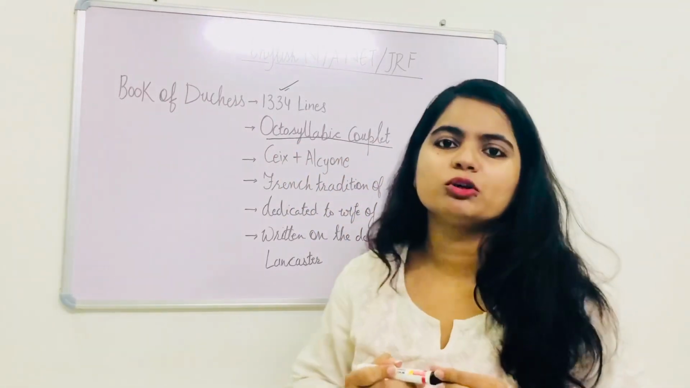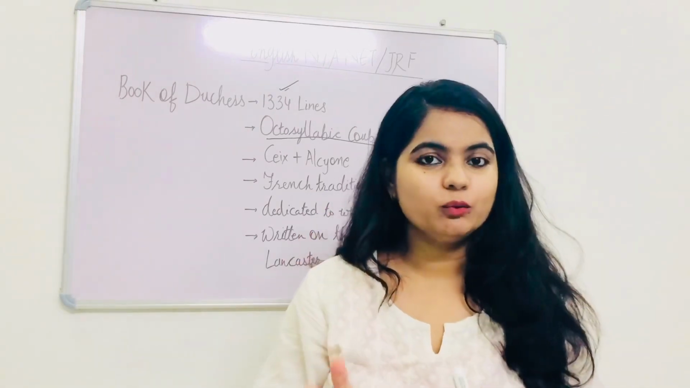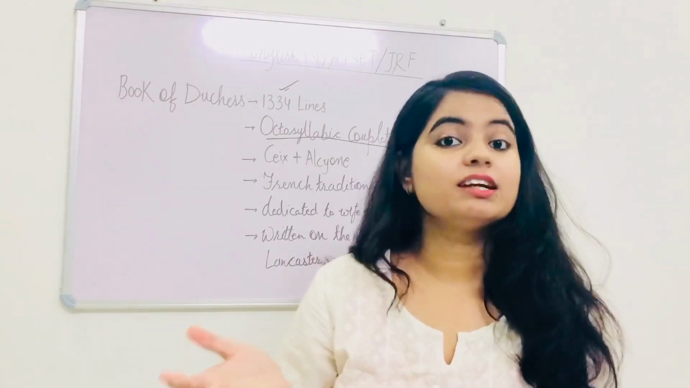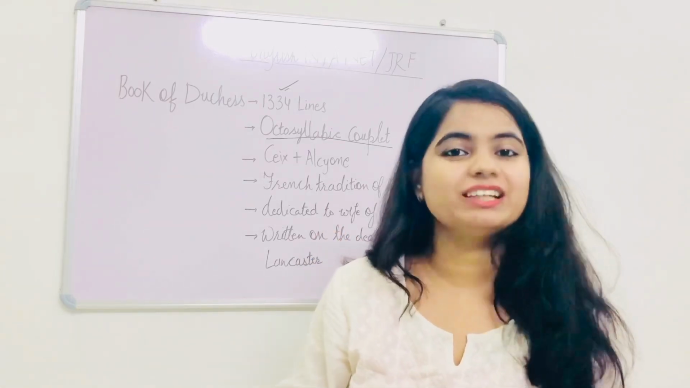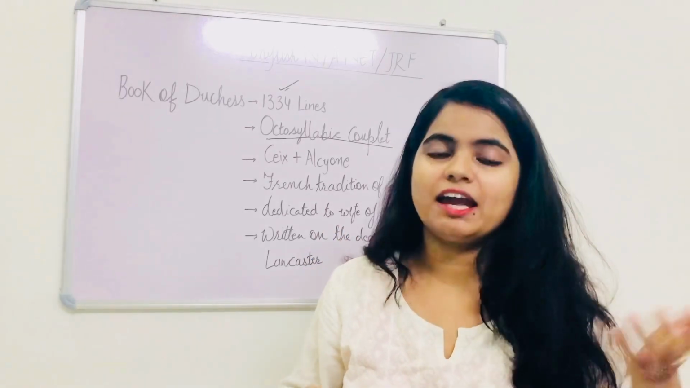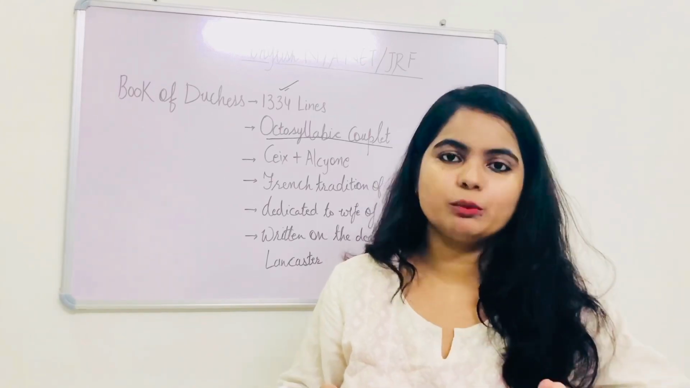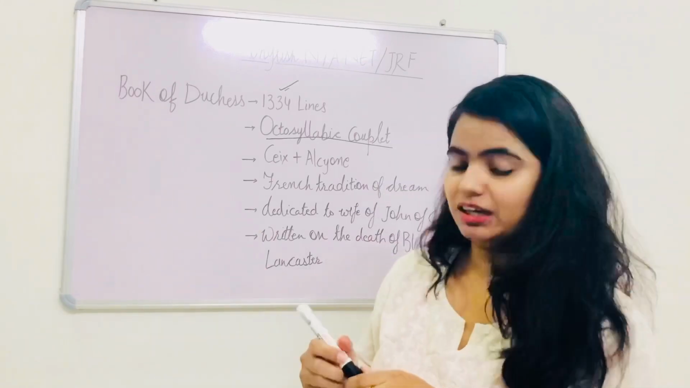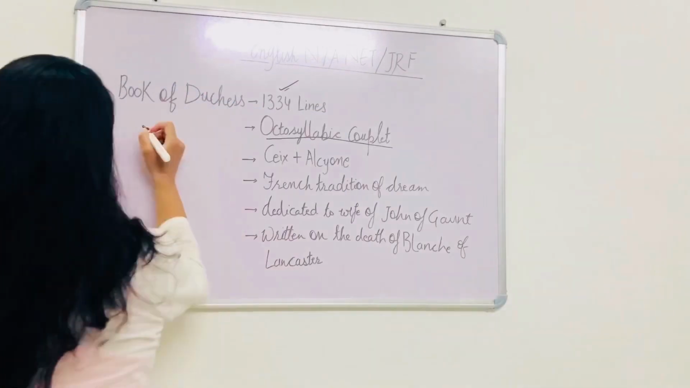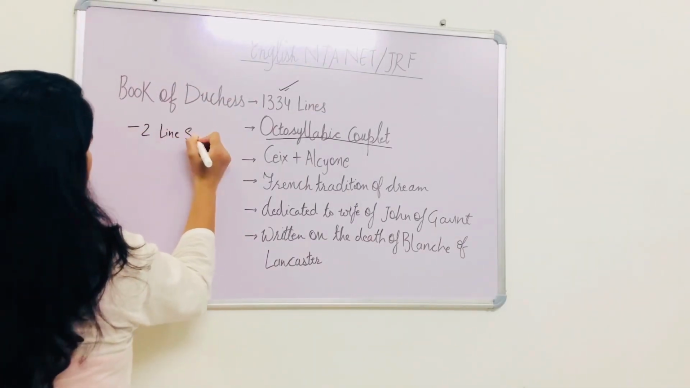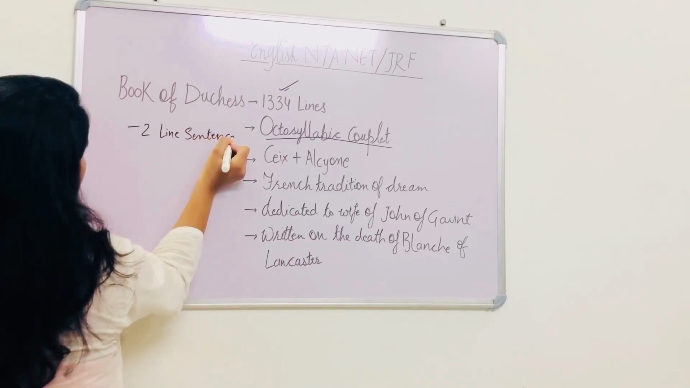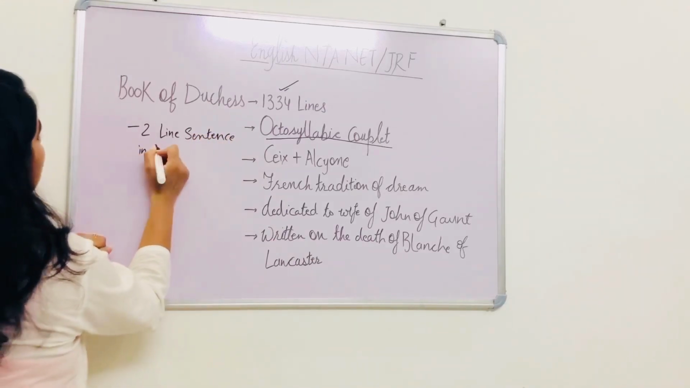What do you mean by octosyllabic couplet? Let me tell you what is a couplet first. Couplet, that is a heroic couplet which you have read through so many of the books of English literature, as you have done MA in English, so you must be familiar with the term couplet. But let me just make it very clear. Couplet is a two-line sentence in poetry, right?